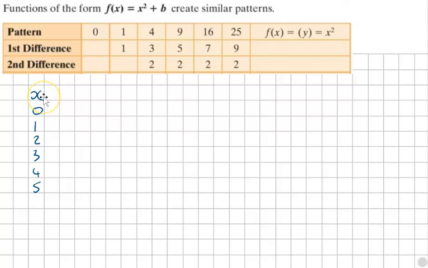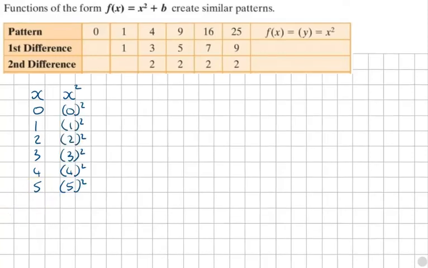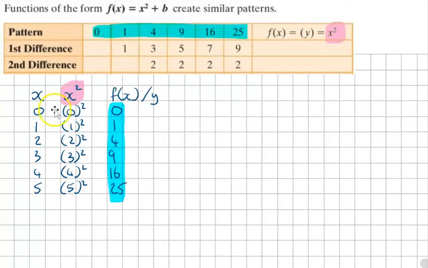So our x values are going to be 0, 1, 2, 3, 4, and 5. Subbing those into the function, so subbing them into x squared, we replace the x with 0, 1, 2, 3, 4, and 5. And our output is 0, 1, 4, 9, 16, and 25. So that's our pattern highlighted in blue. So this is f of x or our y values.